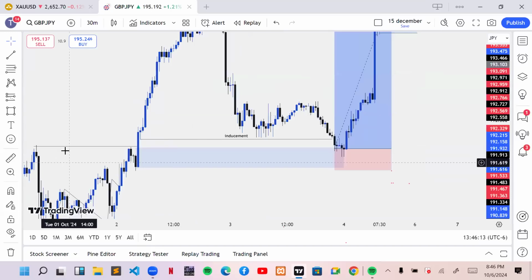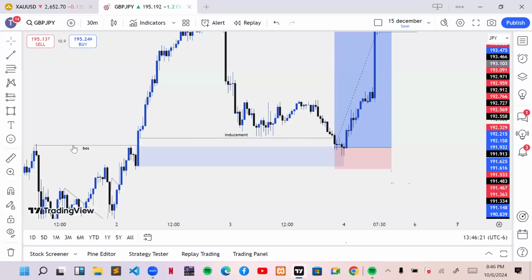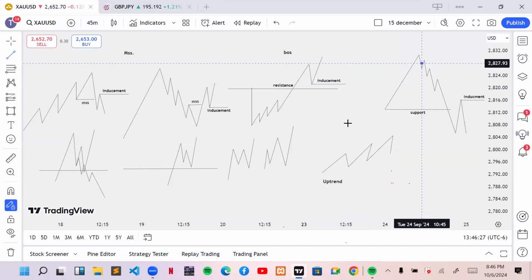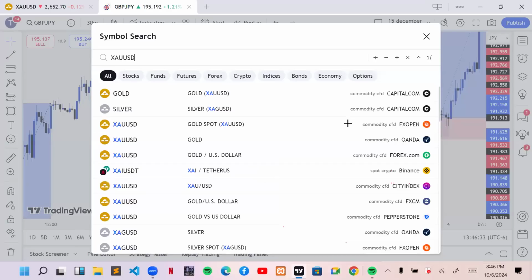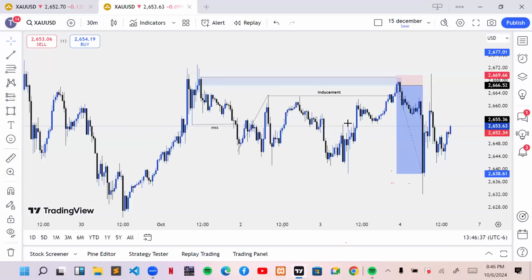So I've gotten my break of structure. I've gotten my inducement right here. Same thing as this gold. I've gotten my gold. So for gold, I've gotten my market structure shift right here. I've gotten my inducement right here.